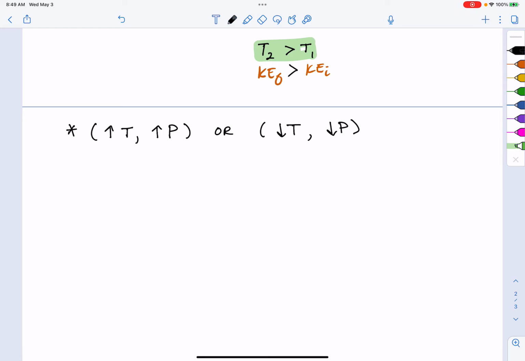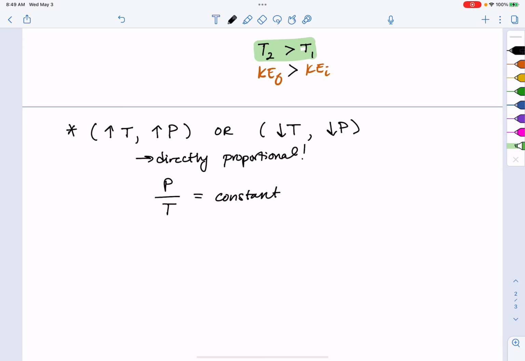This is a direct proportionality. This is what's modeled by our linear function. And remember, direct proportionalities have the structure of their quotient being equal to a constant. So since this is a direct proportionality, I could say that pressure over temperature is equal to a constant.